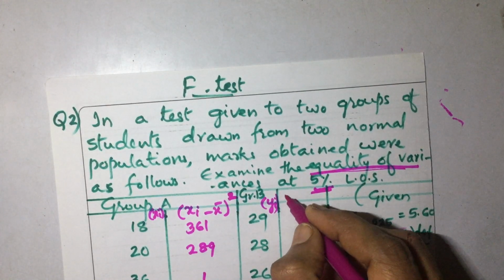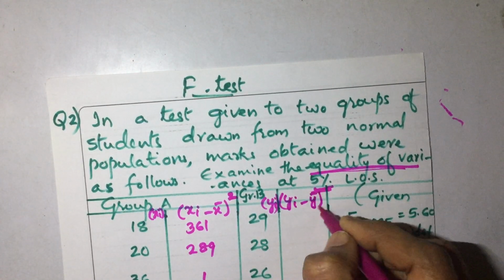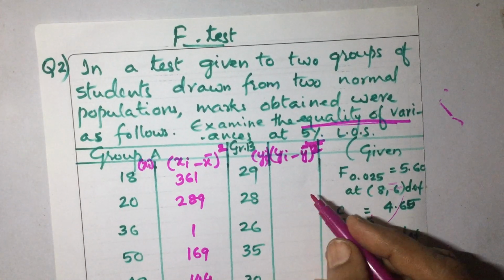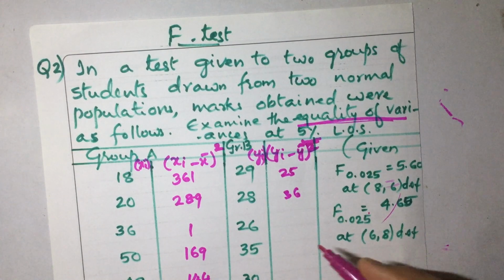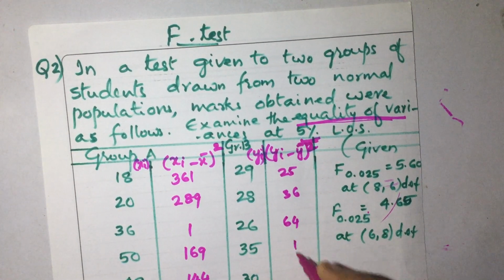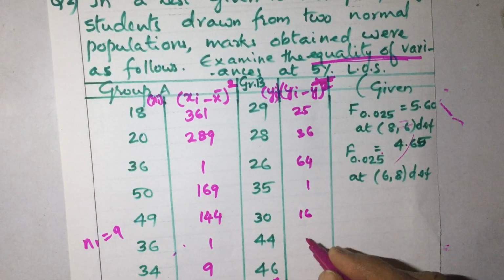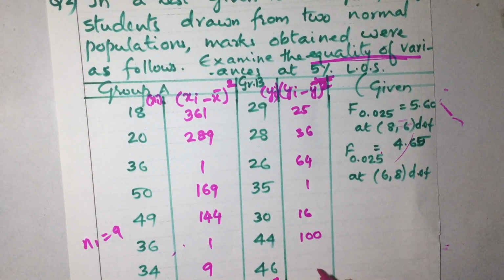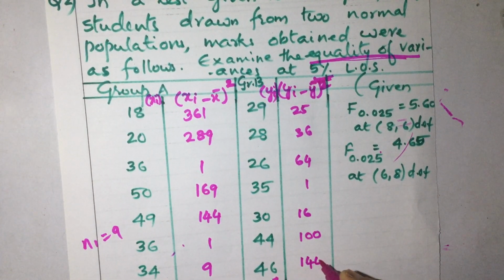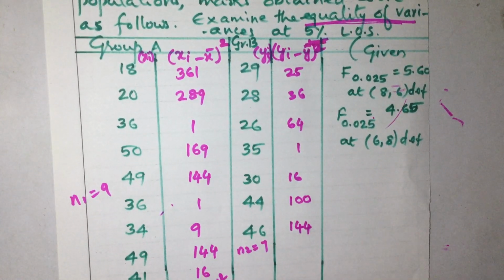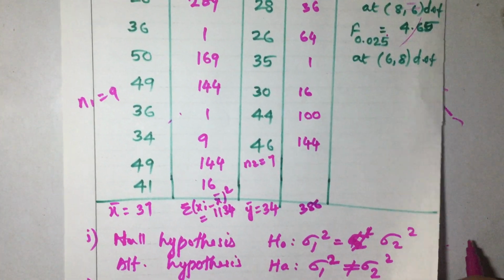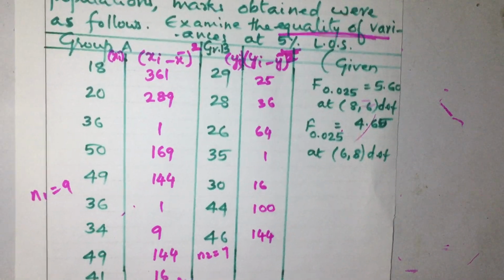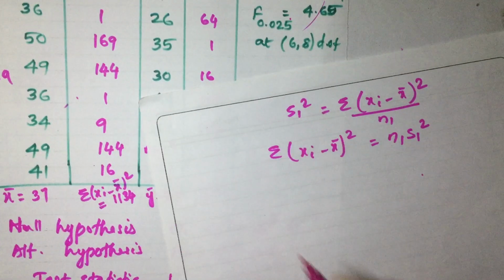Similarly, I will write here yi minus y bar the whole square. So in the same way, you will get here 25, 36, 64, 1, 16, 100, then 144. This total, sum of yi minus y bar the whole square, you will get as 386. Okay, so this is the way to do. Then now we will substitute that in this value.